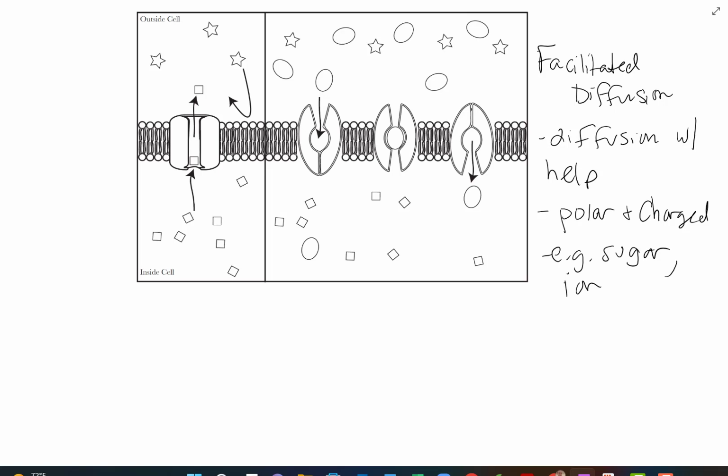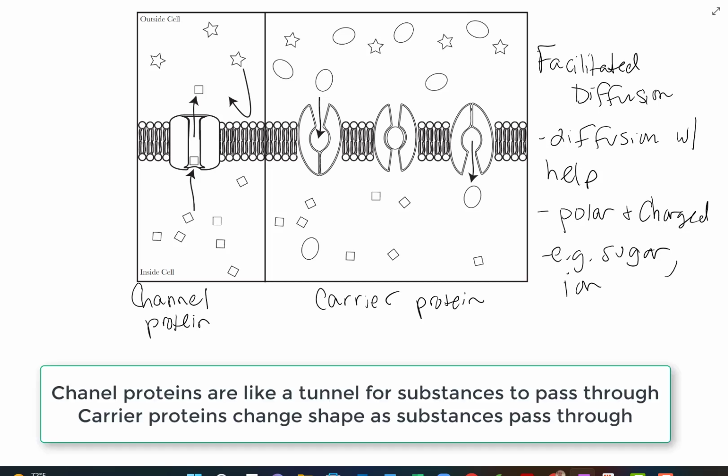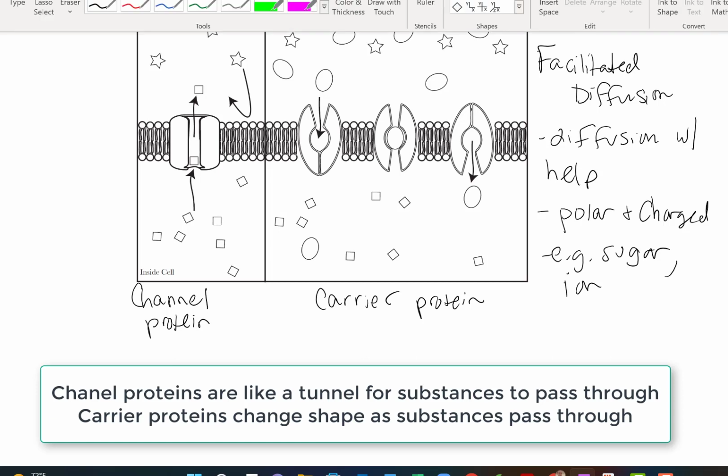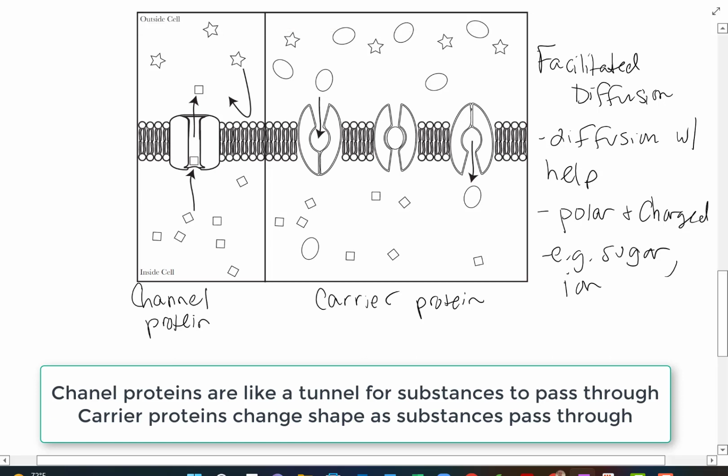So we've got two types of proteins. We've got, in this picture here on the left, this is called a channel protein. The one on the right, this is called a carrier protein. And the channel proteins, they're going to provide an environment that's going to allow charged molecules to be able to pass through. So the outside of the protein would have to be nonpolar.